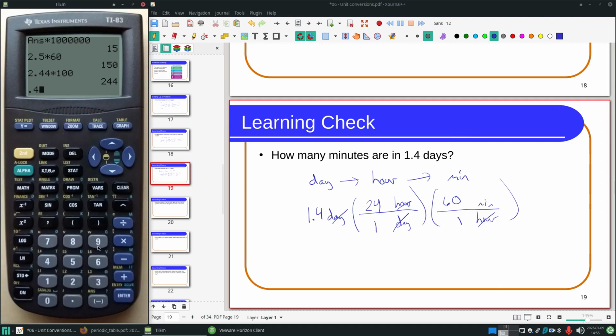So 1.4, oops, I dropped my 1. 1.4 times 24 times 60 is 2016. I have 2 significant figures because of that 1.4. So I would have a problem with this one because the answer is like 2000 because I'm rounding off at that tenths. I need to show that number significant. So this is when I have to do it in scientific notation. That's 1, 2, 3, and then I can put minute. But about the only reason I need that in scientific notation is to show those 2 significant figures.